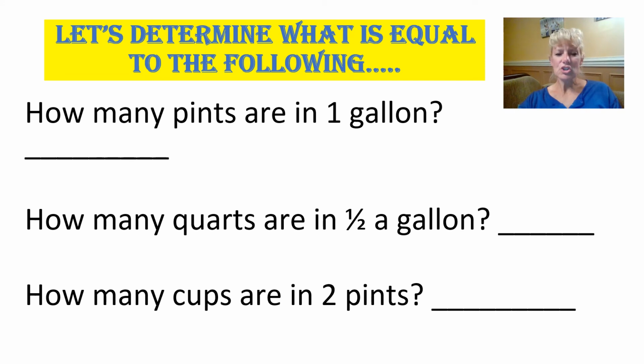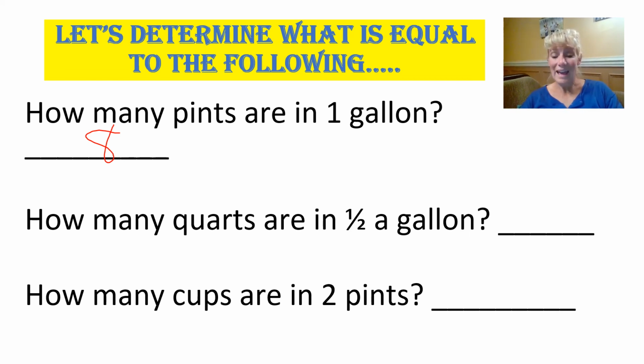Okay, now we're going to determine what is equal. So we're going to use the idea of the gallon man, or you can use your Land of Gallon, but I'm going to use the gallon man. So how many pints are in 1 gallon? Remember, this is my gallon right here. And so when I am thinking about a gallon, I can pull it up and I have pint, pint, pint, pint. That's 4. So 1, 2, 3, 4, 5, 6, 7, 8. So I'm going to have 8 pints in a gallon.